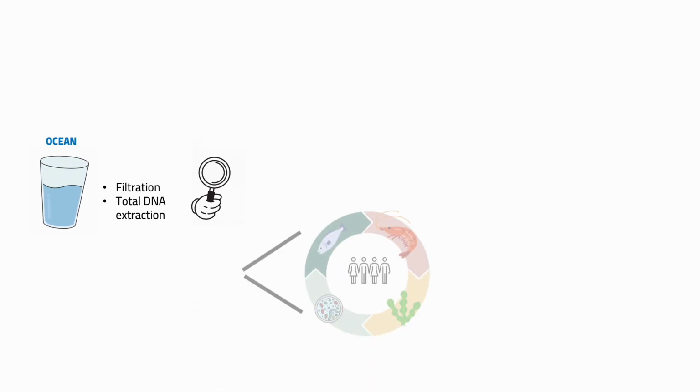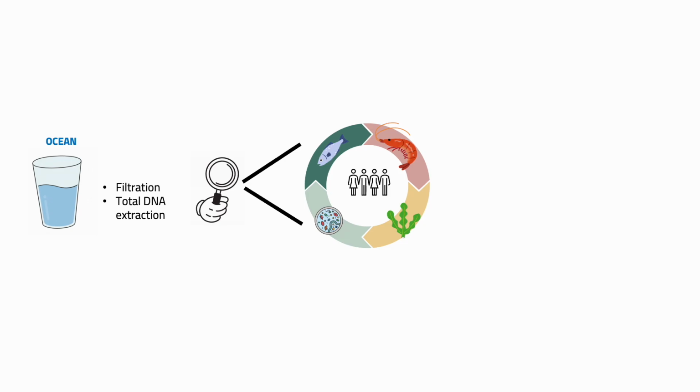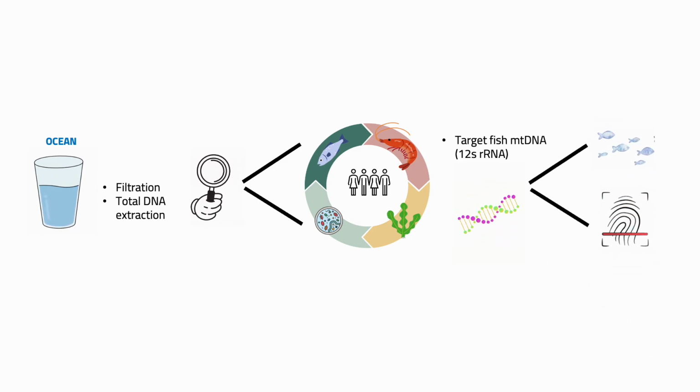If we filter the water and extract the total DNA, if we look at it closely, we're gonna find different traces of DNA from fish, algae, plants, viruses and bacteria and other organisms, humans included. Following a metabarcoding approach, we amplified the mitochondrial 12S gene specific to fish in order to identify every species in our glass.